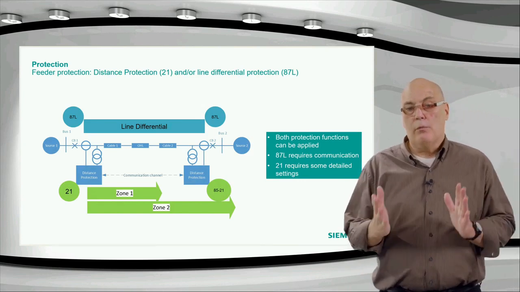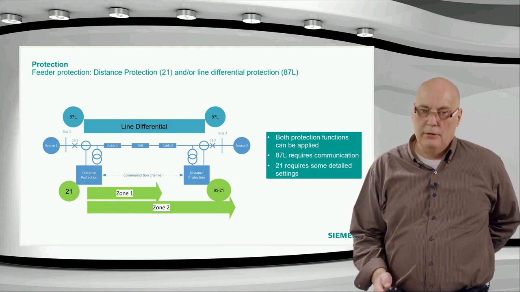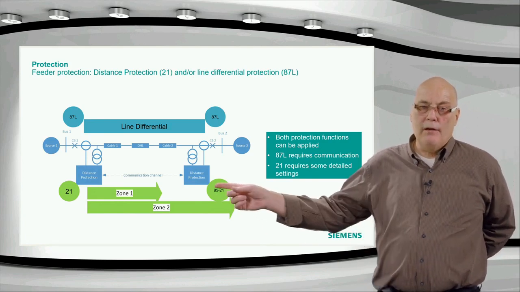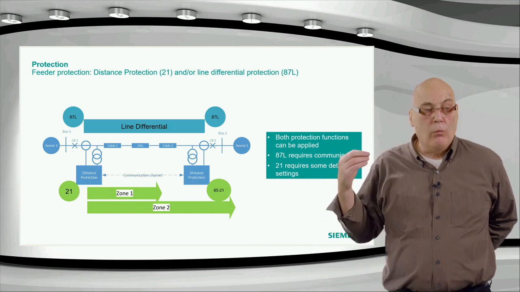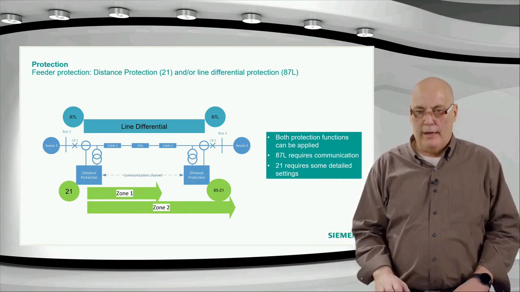And as we saw, the angle settings and so on can be important for the distance protection. How do we deal with that? Because we don't have one line angle setting here, or we don't have one KR setting. The cable and the overhead line have got different KR and KX values.